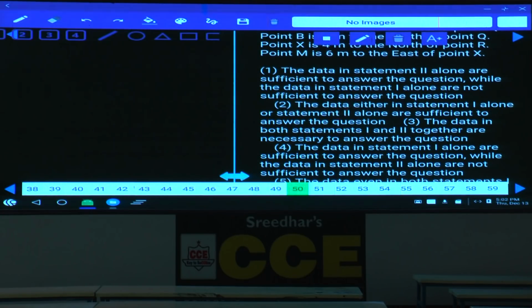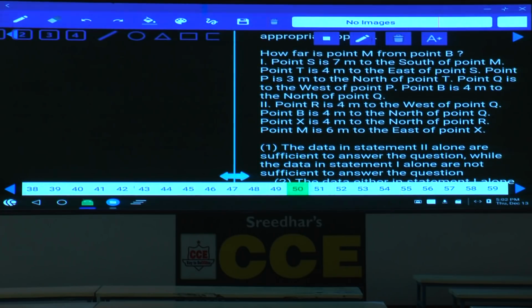Then question number 50. Now in this question number 50, how far is point M from point B? Then condition number 1: S is 7 meters to the south of M. M is here. And S is how many meters? S is 7 meters to the south of M. T is 4 meters to the east of S. And T is how many meters? 4 meters to the east of S.